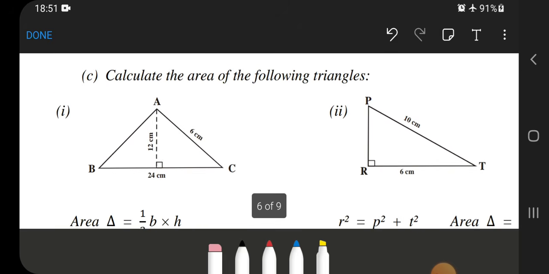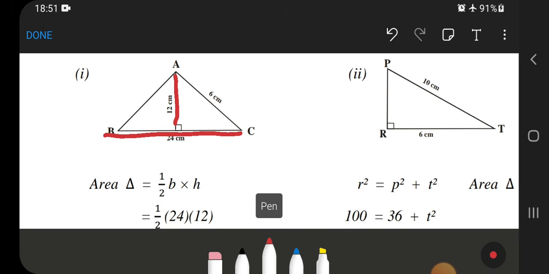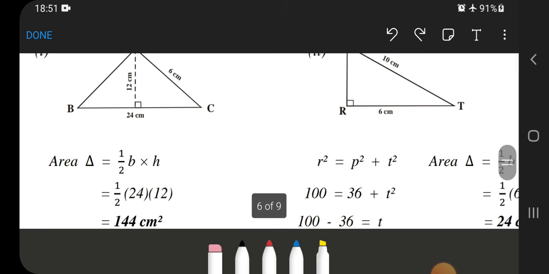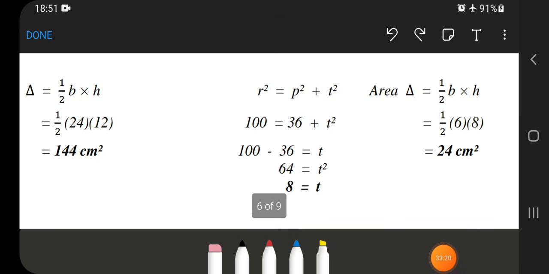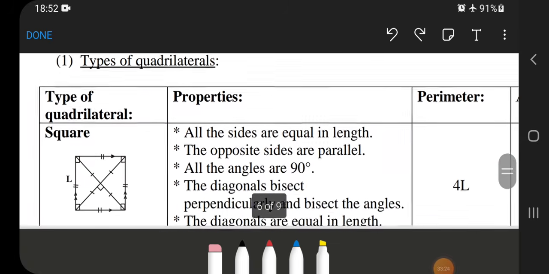Calculate the area of the following triangles. You have the height and the base, so you can calculate the area of that triangle. Yeah, and you can do this one as well. There is the answer. So yeah, we're going to quadrilaterals.